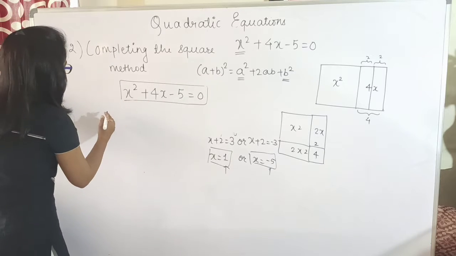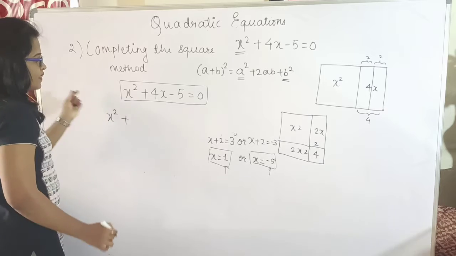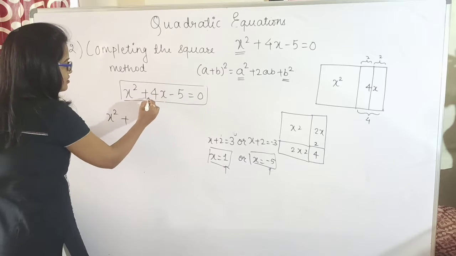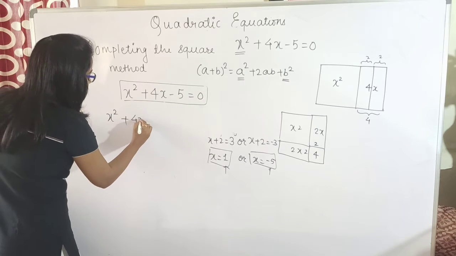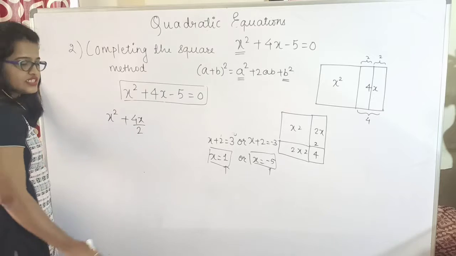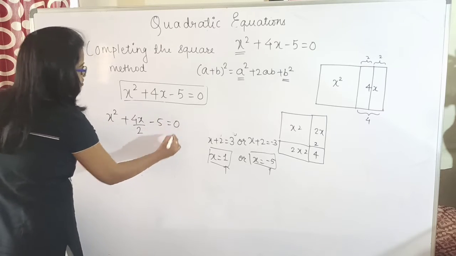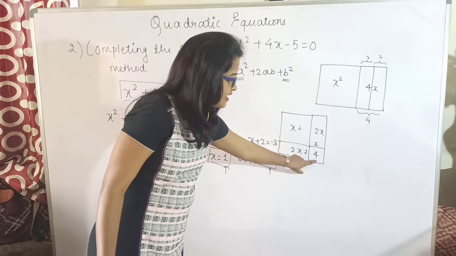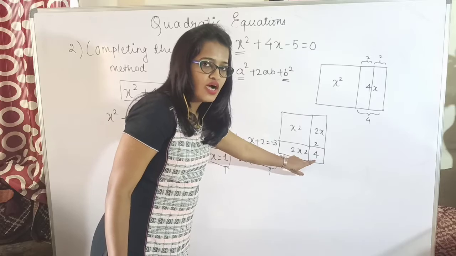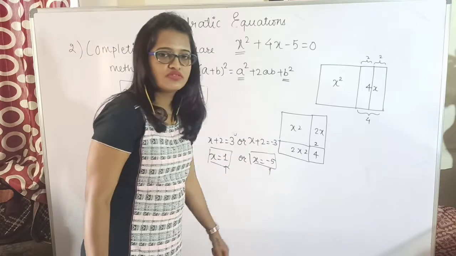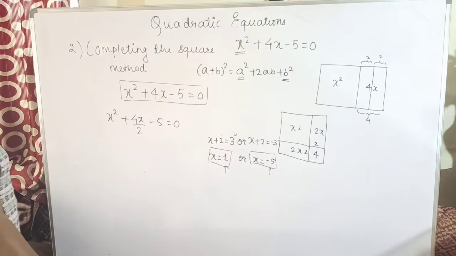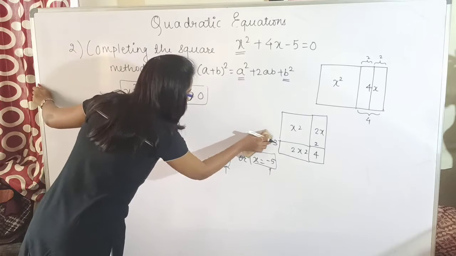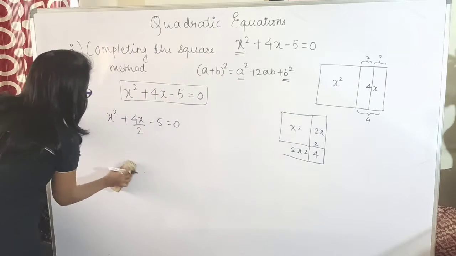So the first area, x square, was kept as it is. What about the second one? 4x was divided into two parts, which means the second term of the expression has to be divided by 2, isn't it? Then minus 5 equal to 0. This is what is done in this step. In the third step, I had added this block 4. How did I get the value as 4? That is the value which you obtain when you compare it with the standard form.